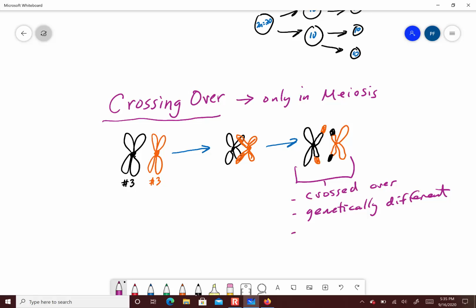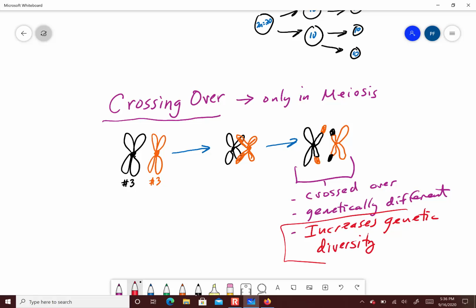So the importance of this, and this is really, really important from biology, is that this increases genetic diversity. And that's the baseline of what we've got to have for things like natural selection and evolution. We've got to have a lot of genetic diversity for that to work well, right? And this crossing over increases genetic differences tremendously.